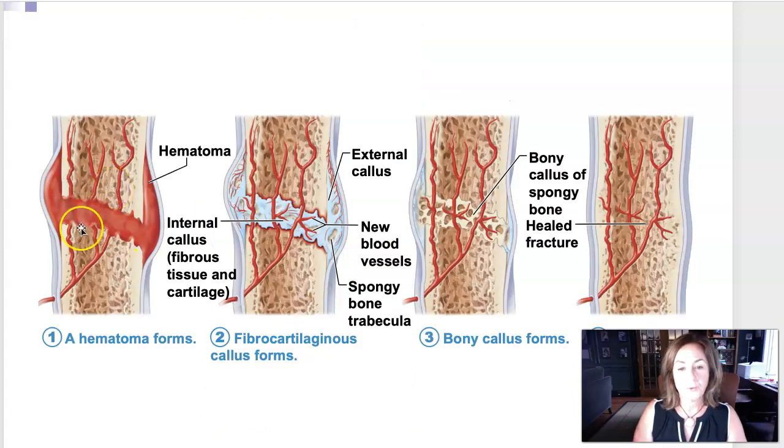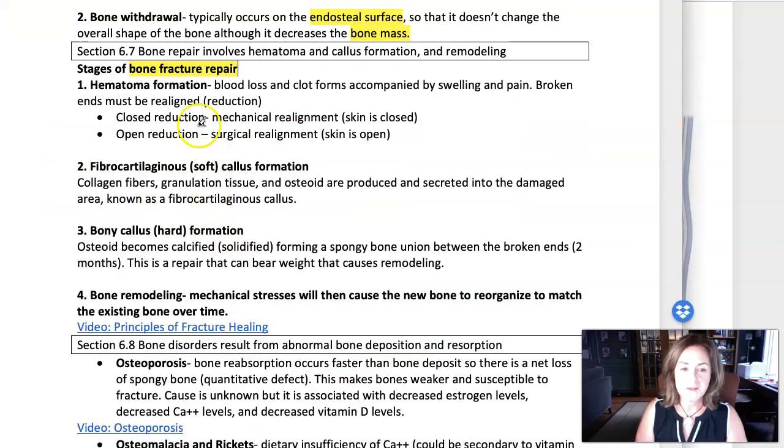In our book, they do go through those steps. You can look at a side by side, and in the notes I also wrote down the main steps. First the blood loss, then you have to have a reduction. If the skin is open, like surgical, that's an open or surgical reduction, or a closed reduction is the mechanical realignment. Then the soft callus forms first, replaced by the bony callus, and then the remodeling occurs, which is just reorganization of the bone that's there.